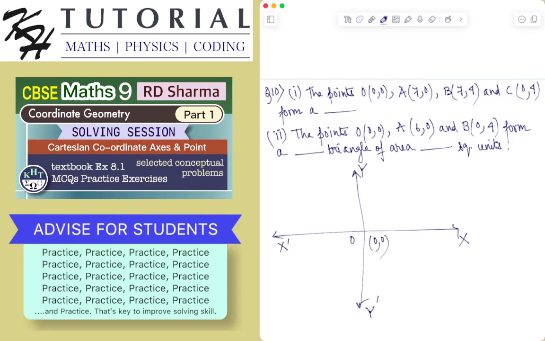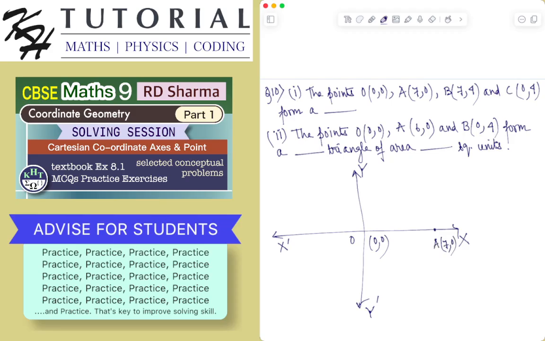The point A has coordinates 7, 0, which means the ordinate is 0, which means it will lie on the x axis and it will be at a distance of 7 units from the origin, which means the point A will lie on the positive direction of the x axis. So let's say this is point A, which is 7, 0.